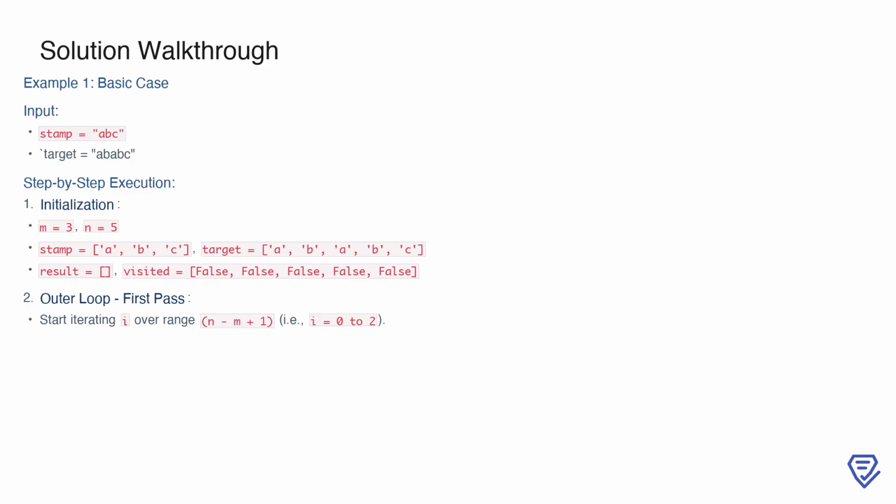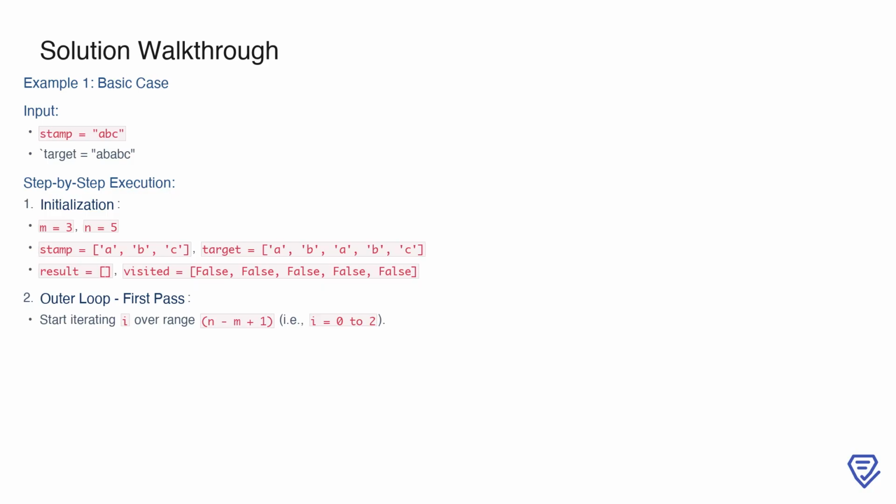To solve the problem, we begin with a basic example where the stamp is ABC and the target is ABABC. First, we initialize some variables. The length of the stamp, M, is 3, and the length of the target, N, is 5. We convert both the stamp and the target into lists of characters for easier manipulation. The result list will store the indices where we apply the stamp, and the visited array tracks whether we've already stamped at a particular index.